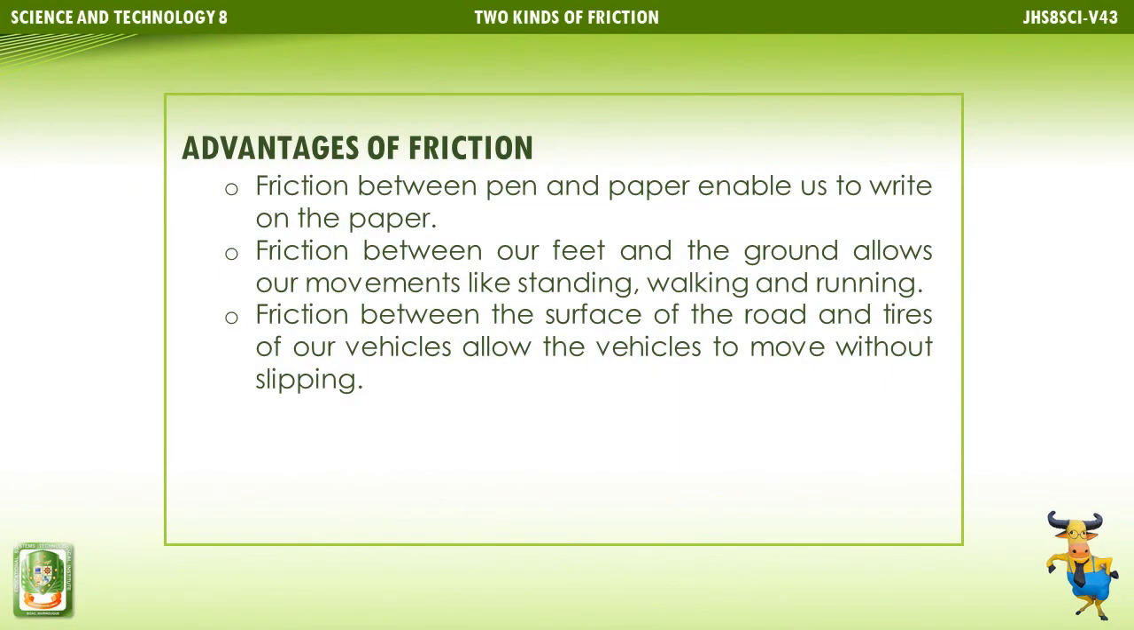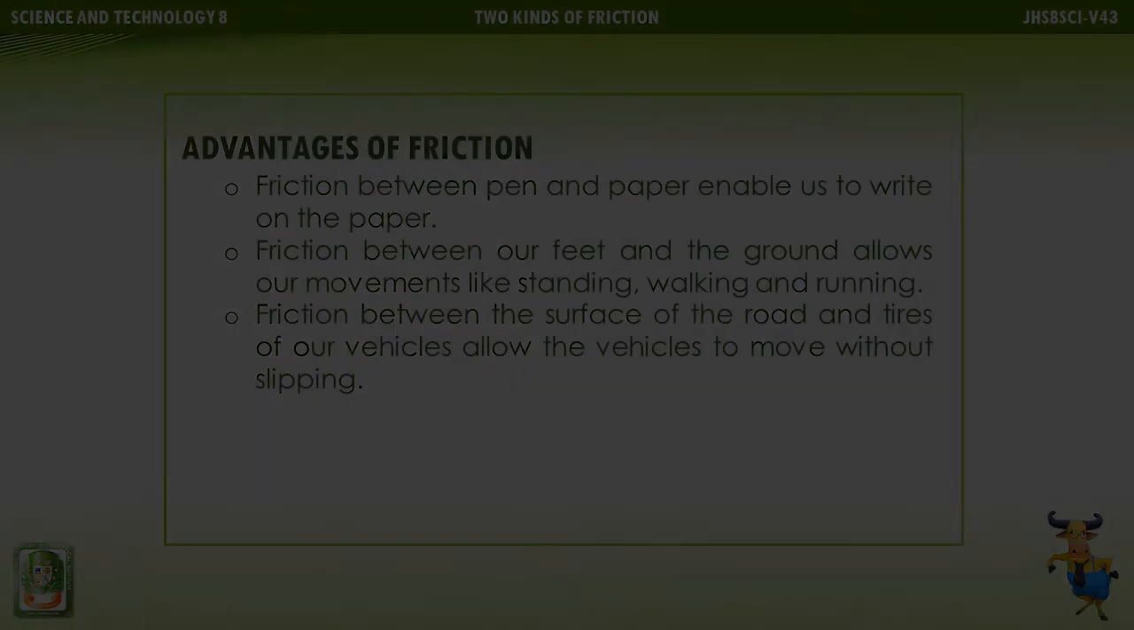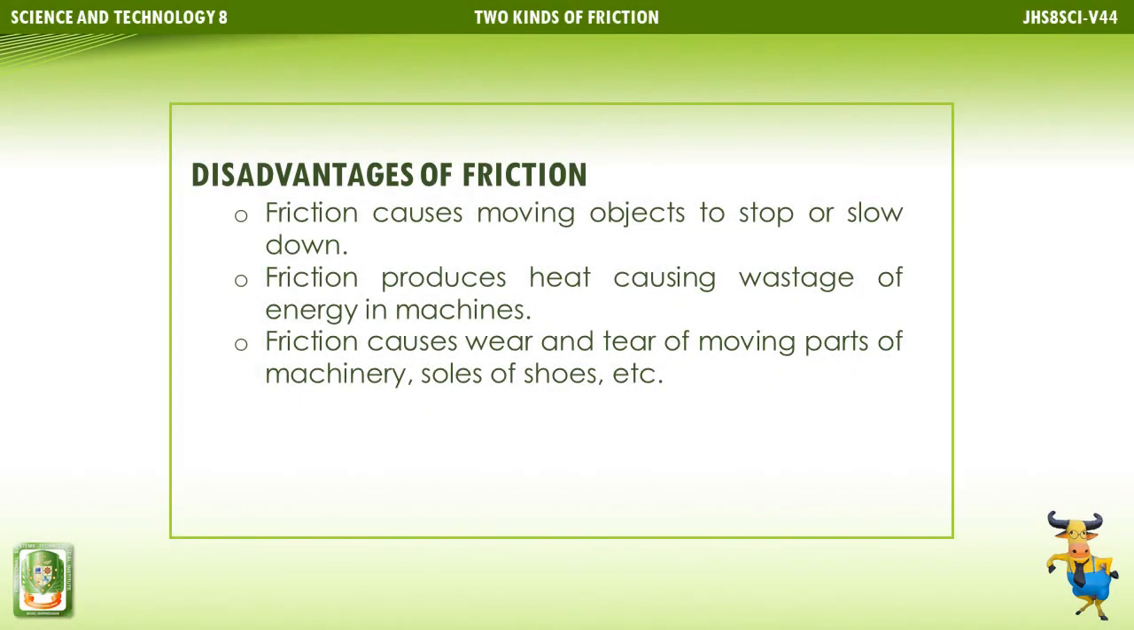Advantages of friction. Friction between pen and paper enables us to write on the paper. Friction between our feet and the ground allows our movements like standing, walking and running. Friction between the surface of the road and tires of our vehicles allows the vehicles to move without slipping. Disadvantages of friction. Friction causes moving objects to stop or slow down. Friction produces heat, causing wastage of energy in machines. Friction causes wear and tear of moving parts of machinery, soles of shoes, and etc.